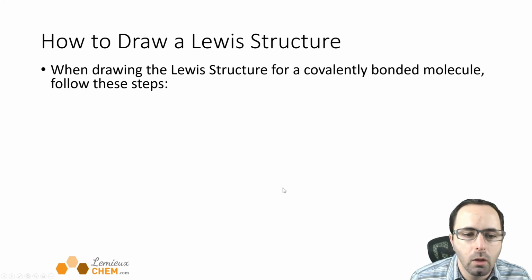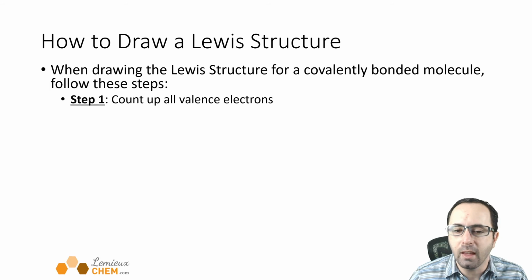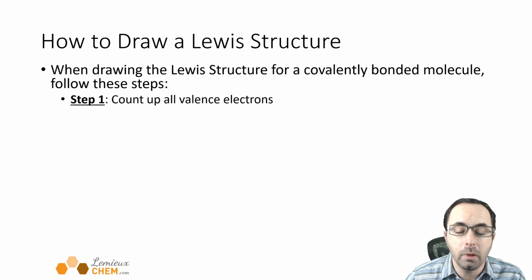Okay, so what are these steps we're going to do? Step 1 is we're going to have to count up all the valence electrons. And remember from the previous chapters, the valence electrons for an atom is the same as the group number that it's in. So we can determine the number of valence electrons simply by looking at the periodic table and looking for the group number.